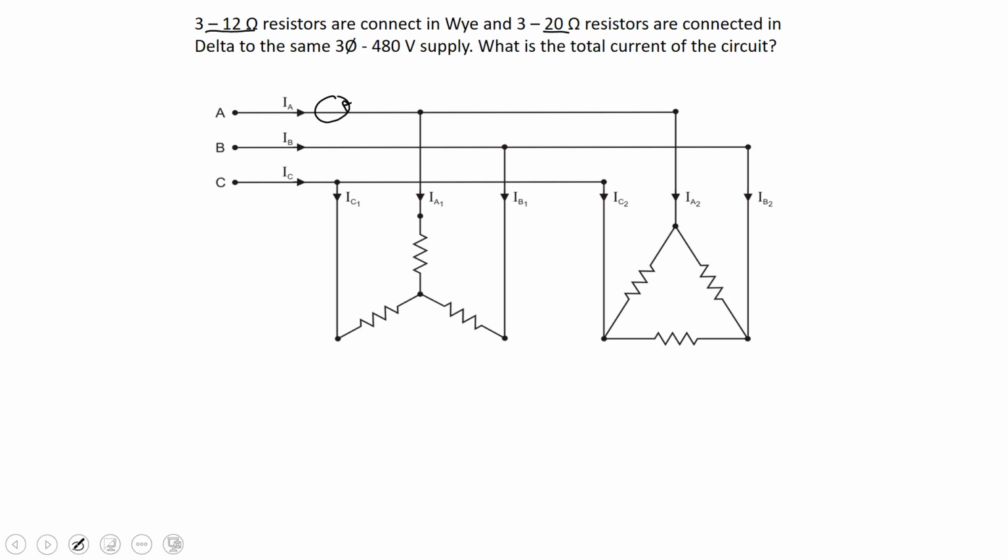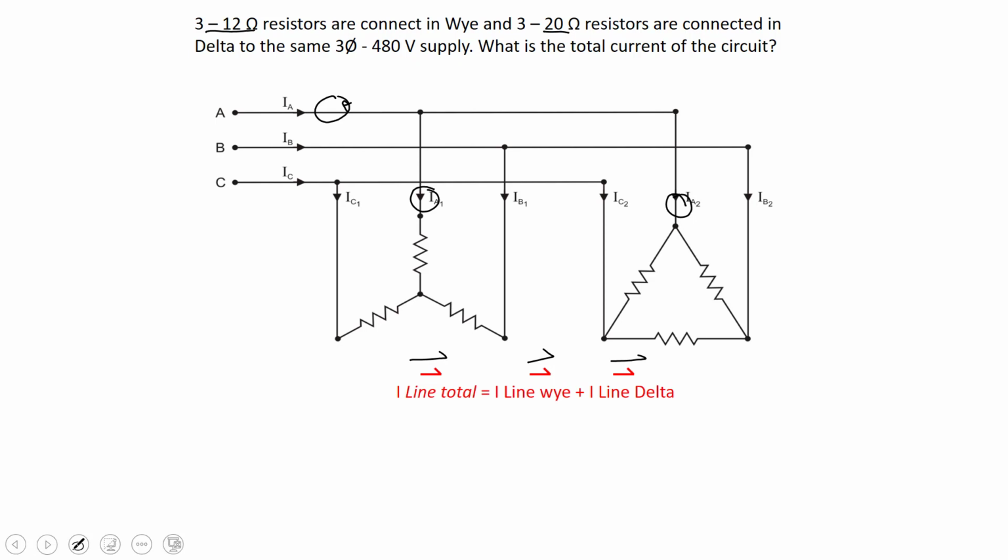Okay, we're going to focus on just doing line current IA. The rest of them are going to be the same value because both branch circuits are balanced. So how do we do that? Well, we need to add the two line currents: the line current from the Y and the line current from the delta. That'll give us our I total. But we have to add them up at their correct angles in order to get our I total.